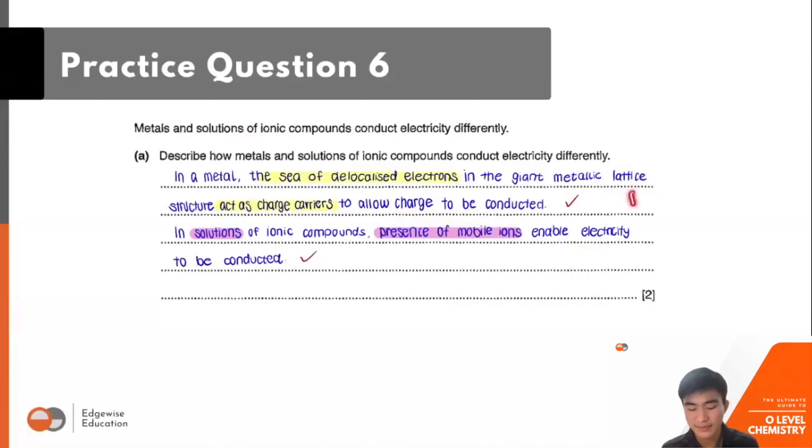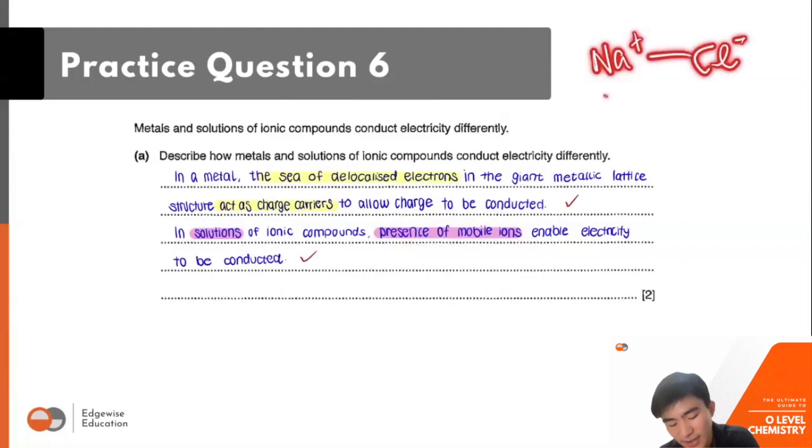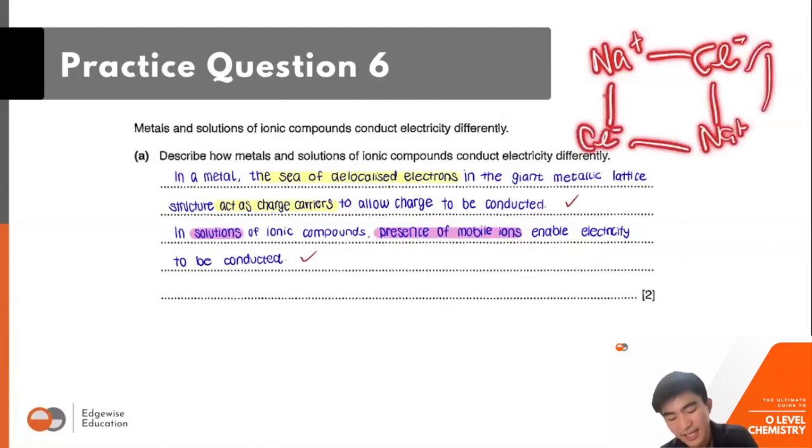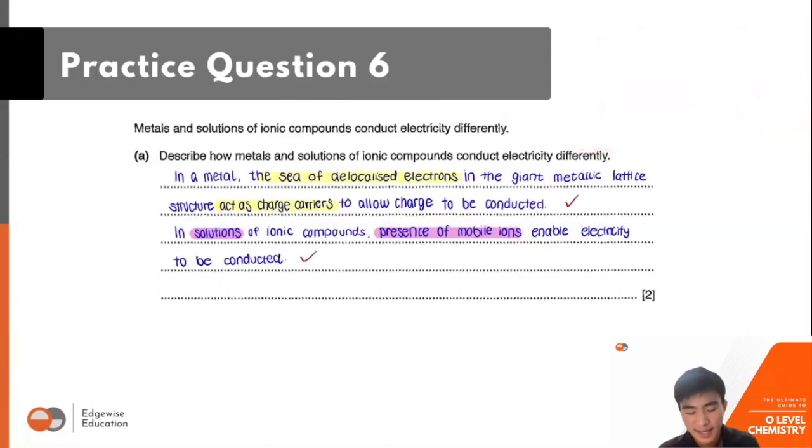That's it, 1 mark. On the other hand, ionic compounds are different. Why are they different? Solution of ionic compound, presence of mobile ions inside the solution only. That means I need to dissolve in water. Then my ions will become mobile. If not, they will always be fixed in the lattice. Remember, NaCl, I have this lattice, the square one, Na plus, Cl minus, the one that looks like a cube. So when it dissolves in water, these ions can move about, and that's why they can conduct electricity.